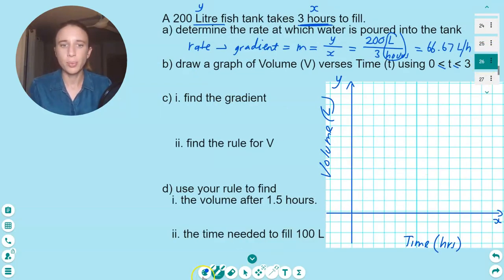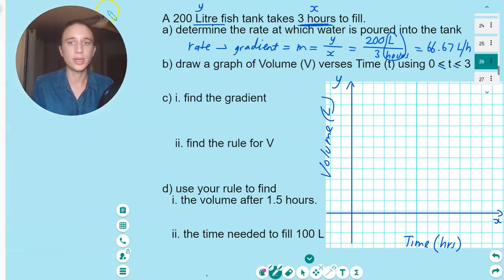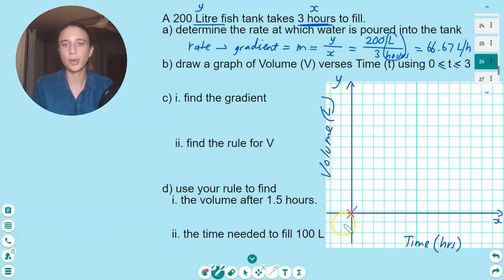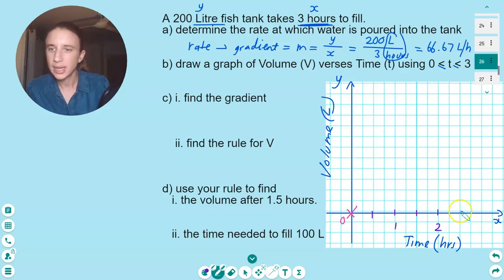All right, let's do it. So we know that that's a point on the line. I'm just going to do that in a different color. Pass through the point 0, 0. And we've also got another point. We've got t is 3. So it takes 3 hours to fill 200 liters. Say hours, I'll give it a bit of space. 1 hour, 2 hours, and 3 hours.